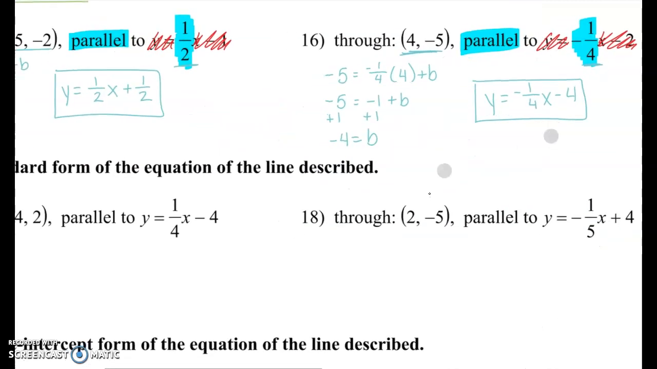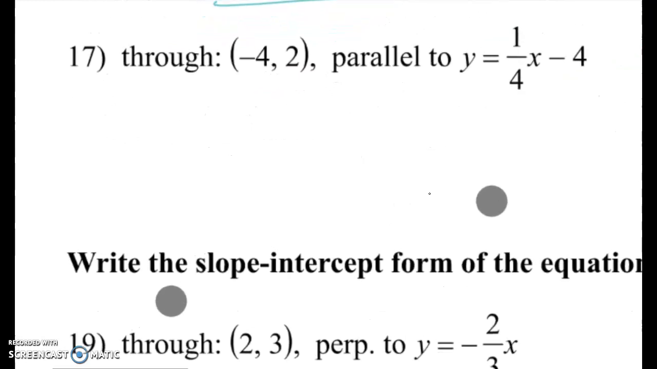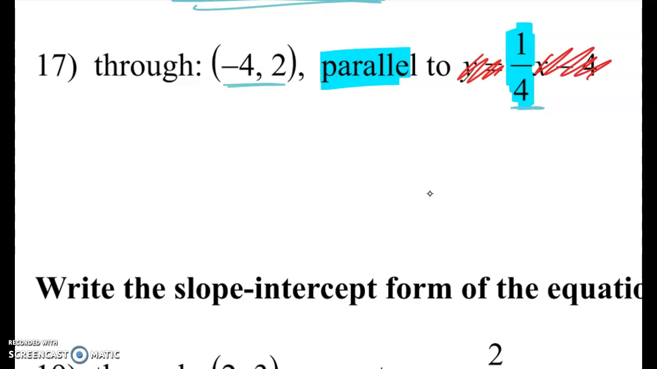Okay, now we're going to look at, again, keeping with the parallel, but writing it in standard form now. That's going to be the biggest difference. After we get it into slope-intercept form, we have that extra step. So parallel, only care about the slope. Whether it's perpendicular or parallel, you only care about the slope. But when it's parallel, we use the point and the slope given because that slope will stay the same.